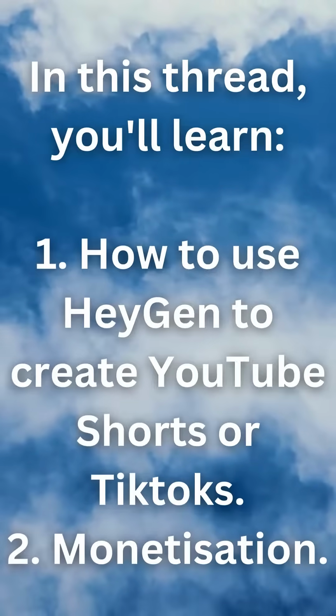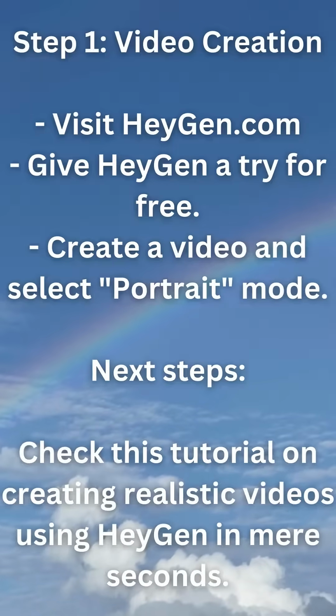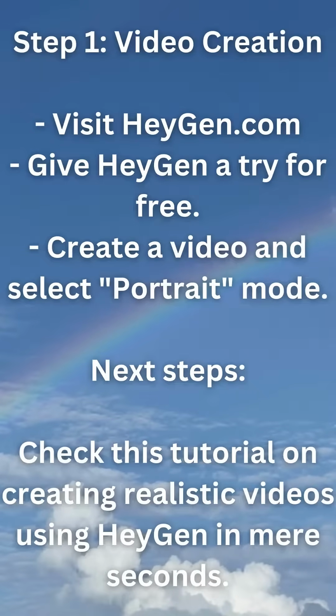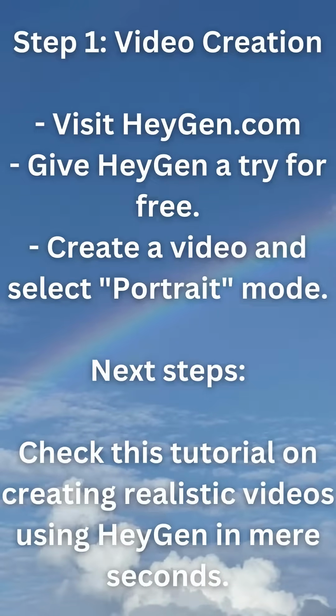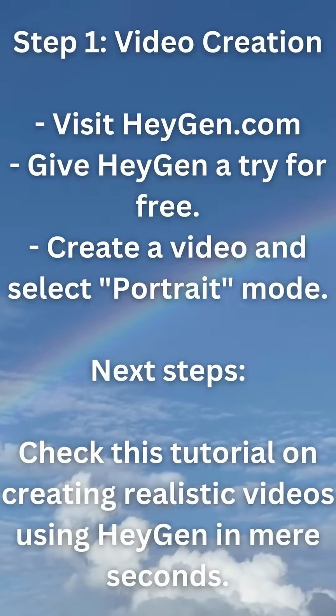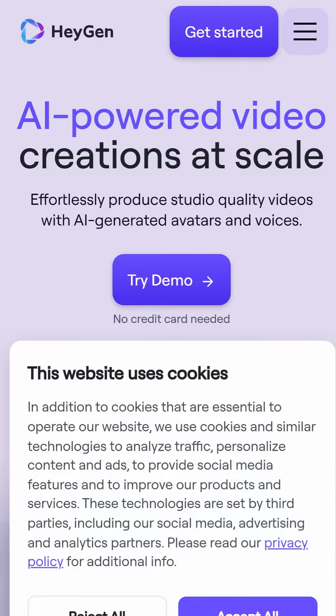2. Monetization. Step 1. Video creation. Visit HeyGen.com. Give HeyGen a try for free. Create a video and select portrait mode. Next steps. Check this tutorial on creating realistic videos using HeyGen in mere seconds.